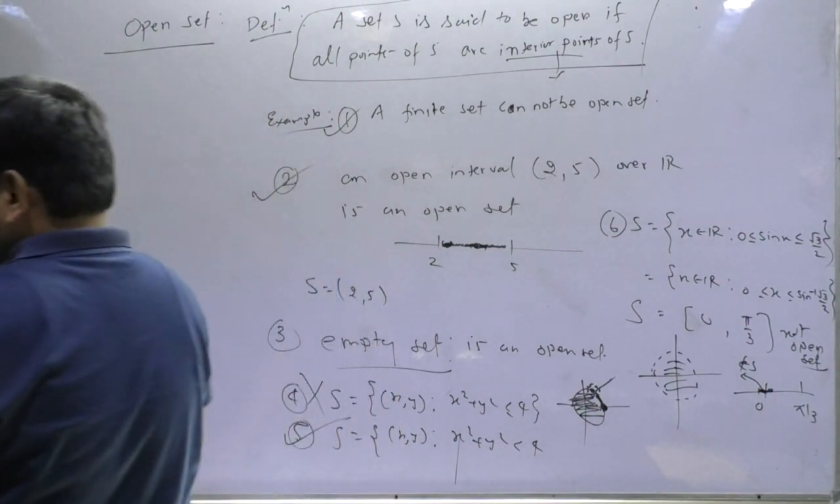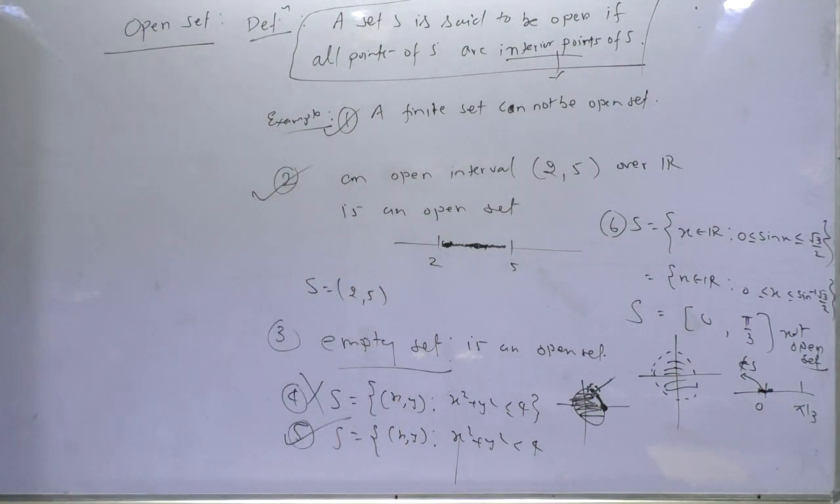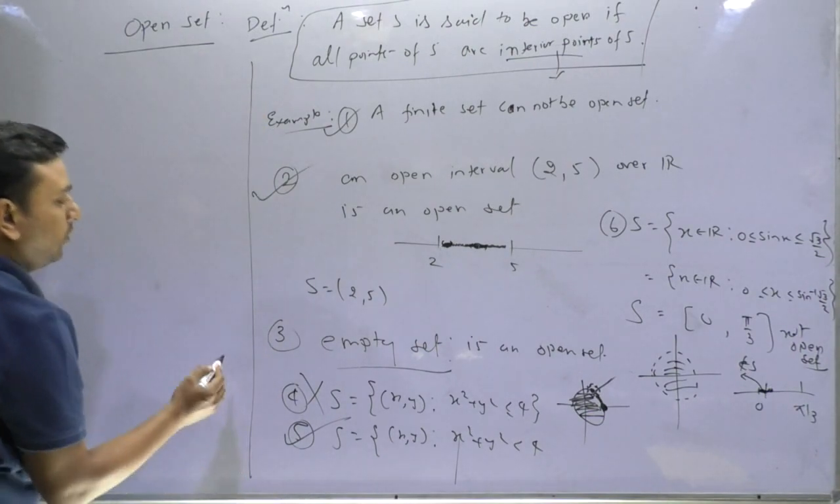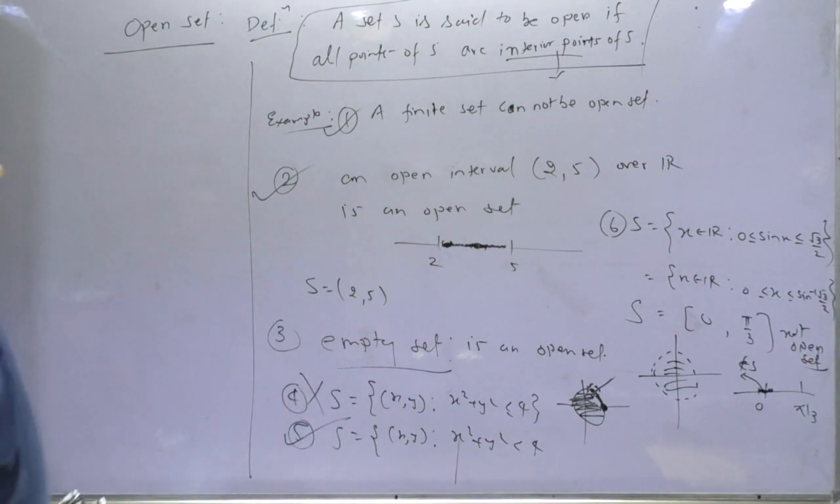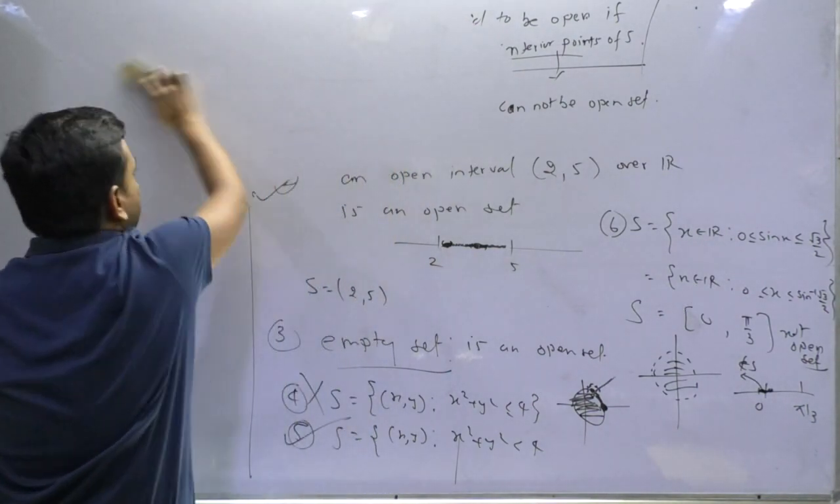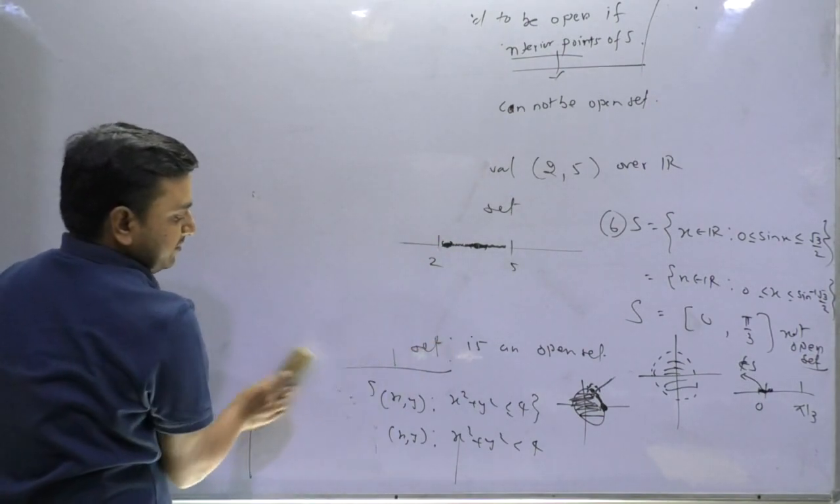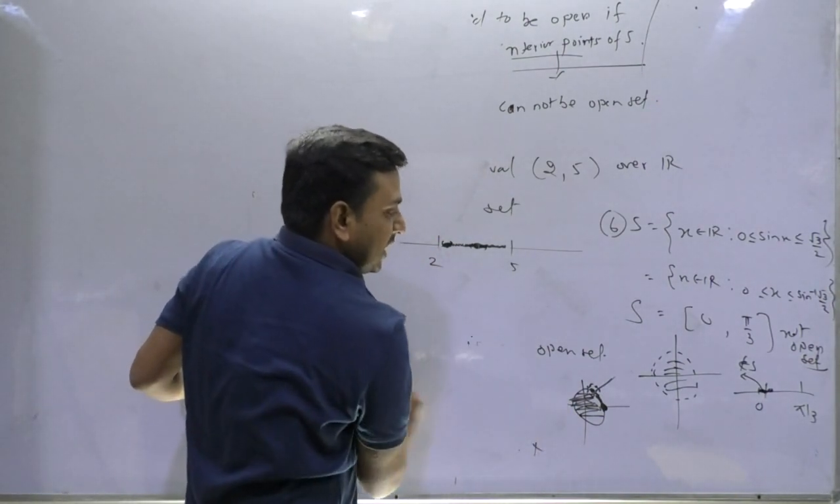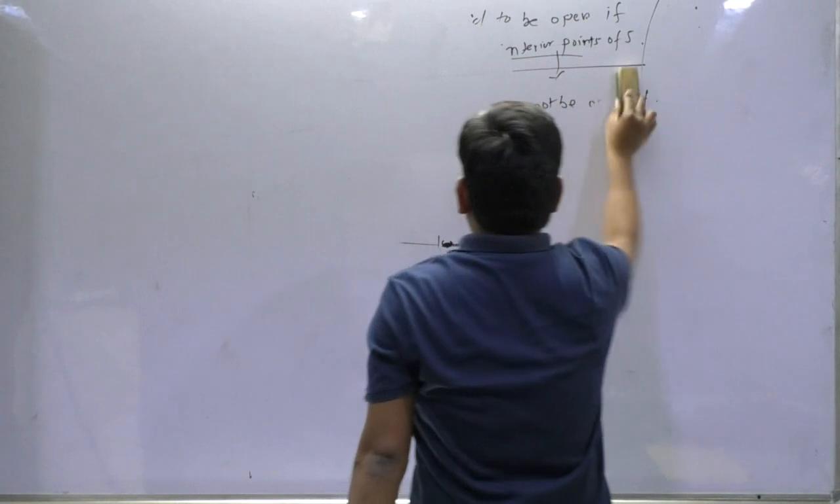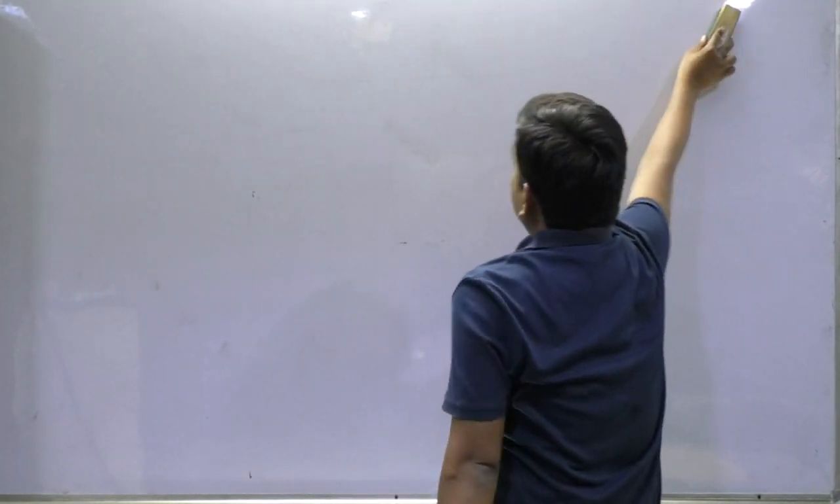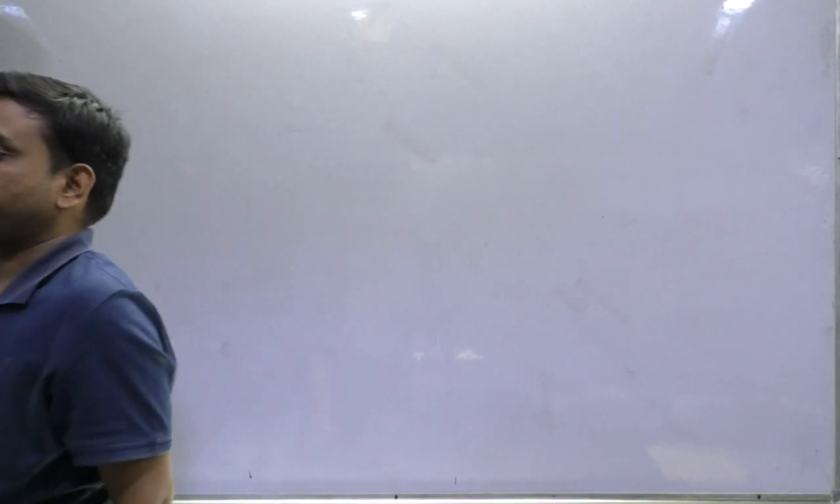So let's move on. Is the open set clear? Fine. Within the open set category, we also have some theorems based on open sets, and those are very important theorems. All of you are suggested to go through those, although I have explained them well in your class notes, which are available in your Telegram group. Still, I will give you a hint. Please focus on the words.